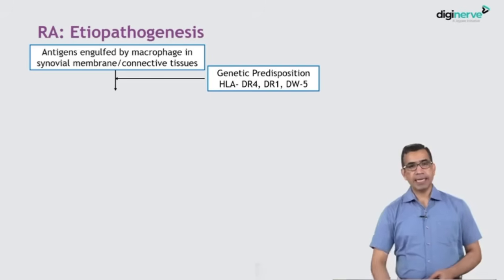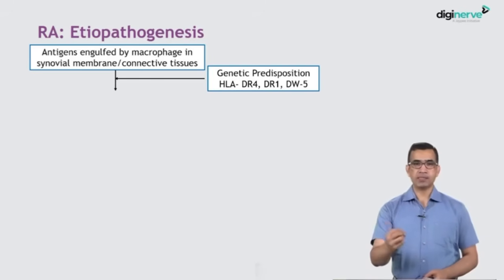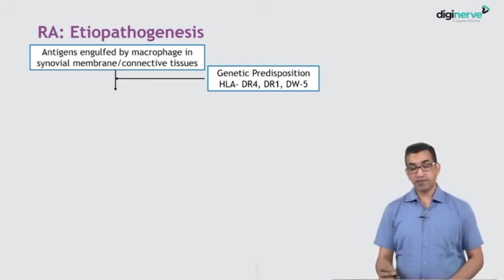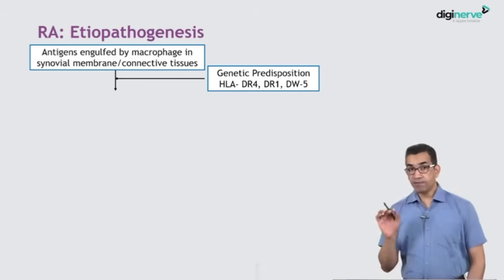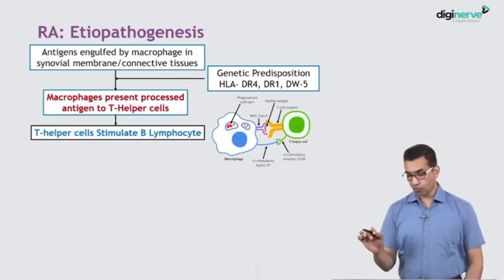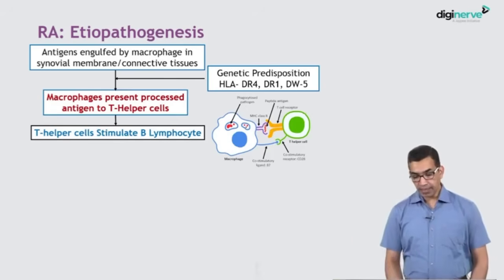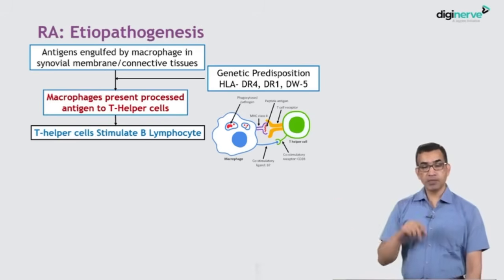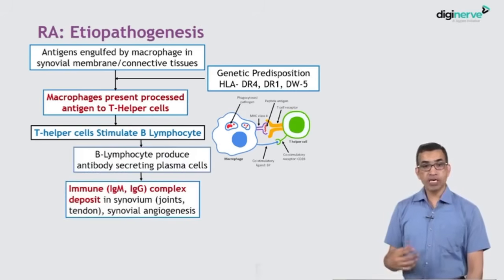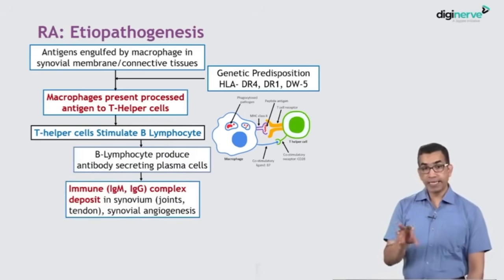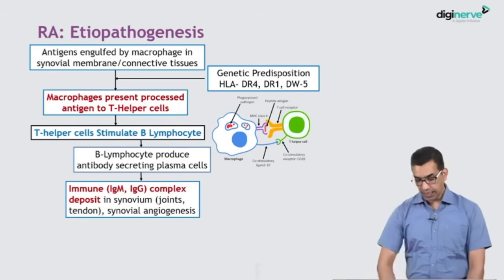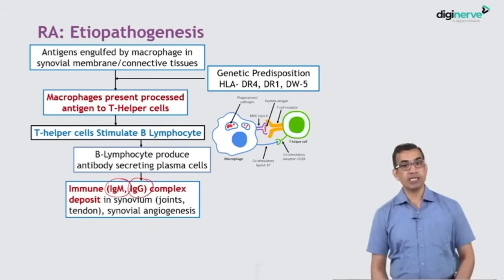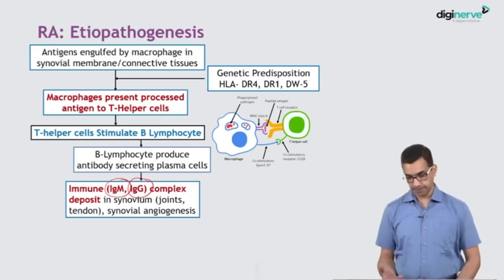So what happens is that there are antigens, bacterial cell products or various antigens, which are presented to the macrophages in the synovial membrane or connective tissue. With the genetic predisposition of HLA-DR4 and DR1, these macrophages present processed antigen to helper T cells. Helper T cells further stimulate the B lymphocytes, which start producing antibody secreting plasma cells, and these antibodies, like IgM and IgG complexes, finally get deposited in the synovium of various joints and tendons.